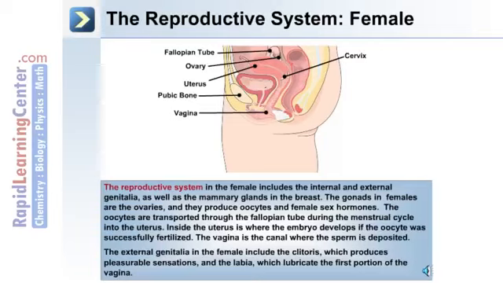The oocytes are transported through the fallopian tube during the menstrual cycle into the uterus. Inside the uterus is where the embryo develops if fertilization takes place. The vagina is the canal where the sperm is deposited. The external genitalia in the female include the clitoris, which produces pleasurable sensations, and the labia, which function to lubricate the first portion of the vagina.